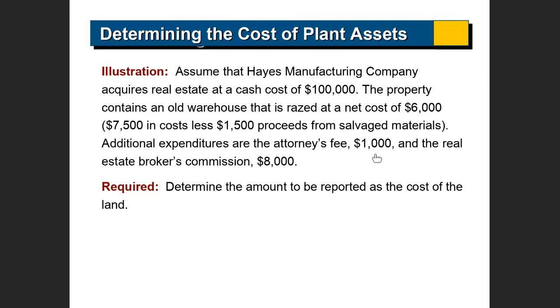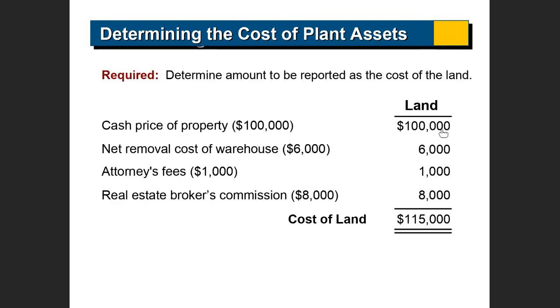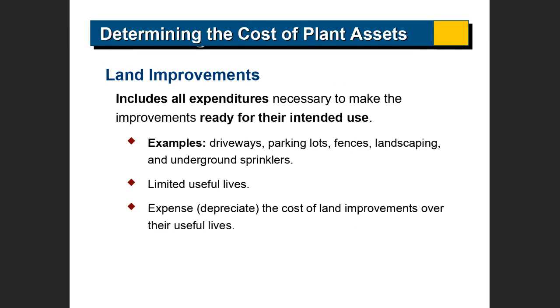Additional expenditures such as attorney's fee is $1,000, and broker's cost is $8,000. So how should this land be valued? You have the $100,000 for the price, $6,000 for the removal of that building, $1,000 lawyer's fee, and $8,000 broker's commission. Total $115,000. So when you record land as an asset on the balance sheet, it will show as $115,000. Is that clear? Okay.